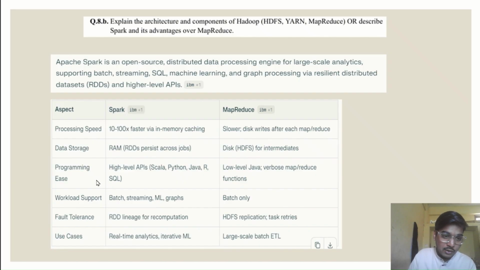In Spark, the fault tolerance is such that the RDD lineage for the computation is used. For fault tolerance in MapReduce, HDFS replication or task retries are used. The use cases of Spark include real-time analytics, iterative ML, etc. Whereas use cases of MapReduce include large-scale batch ETL.